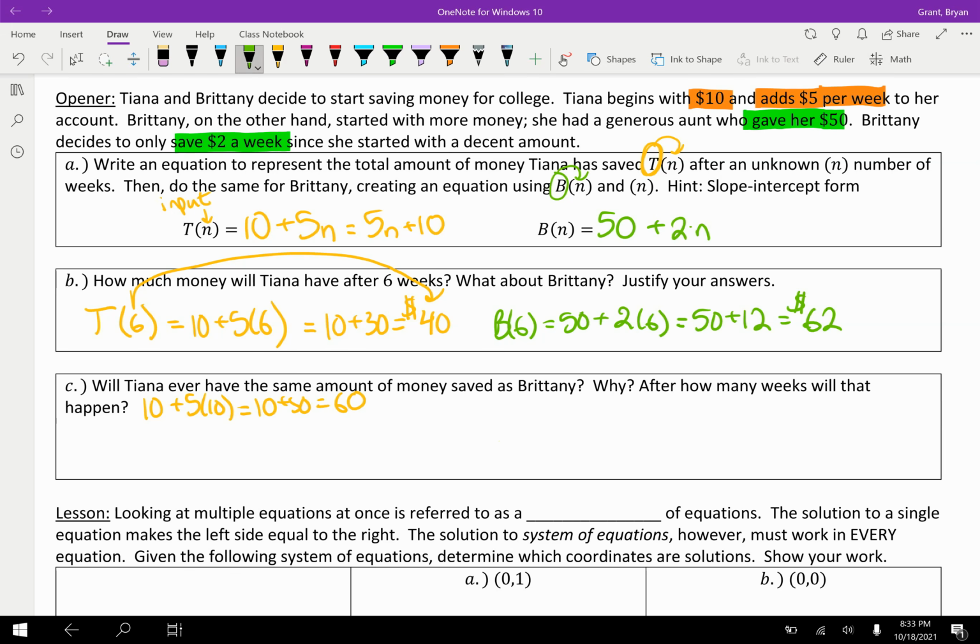And then you do the same thing with Brittany, and I'm just using the colors here so we can see it. 50 plus 2 times 10, that's 50 plus 20, that's $70. Nope, not the same yet. It looks like Tiana still has less.